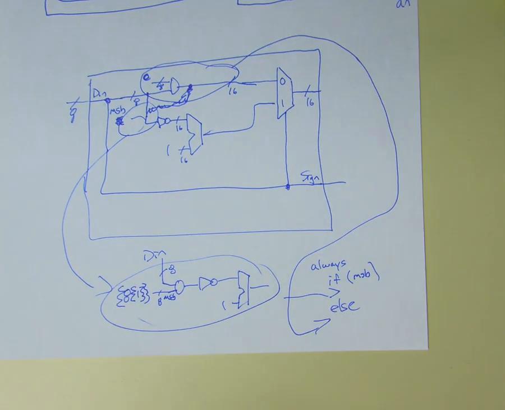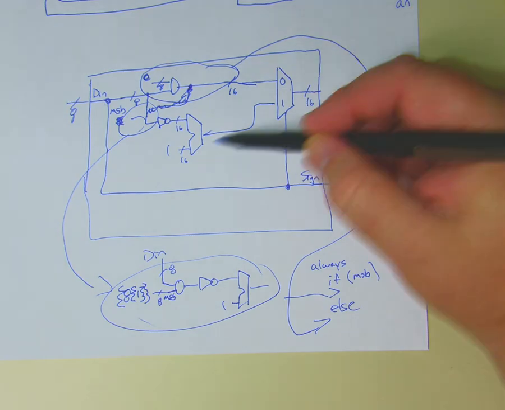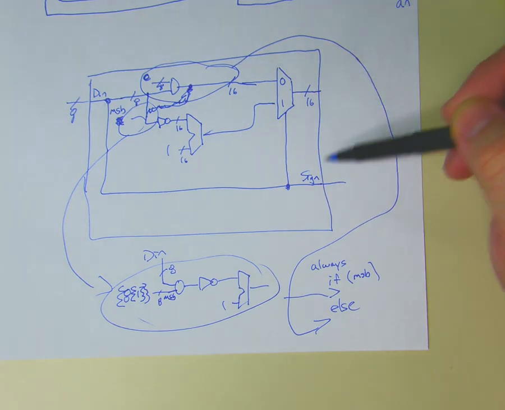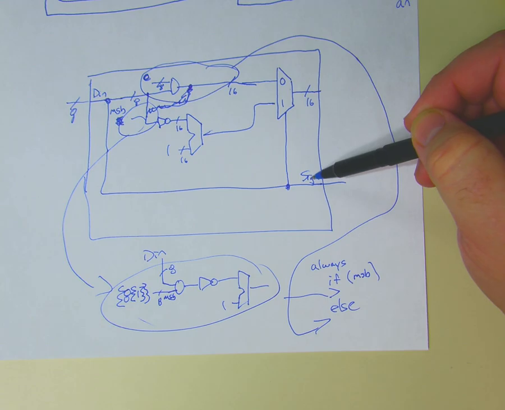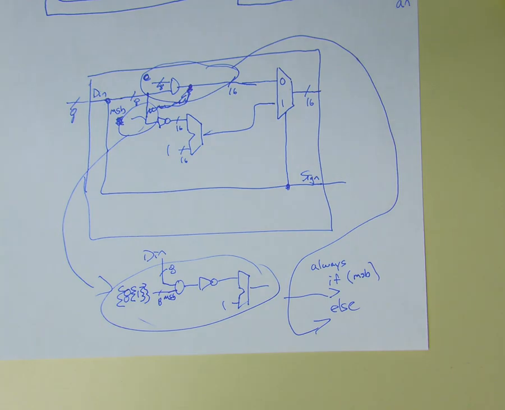Does that make sense? That builds both of these. And this is a very simple thing. Assign the output to be equal to the most significant bit. So this is a very, very short module.